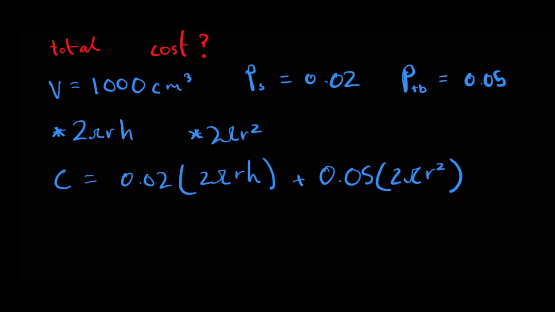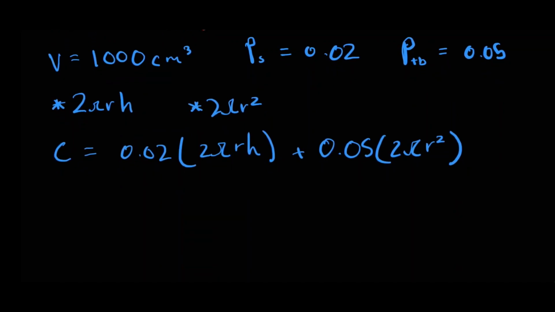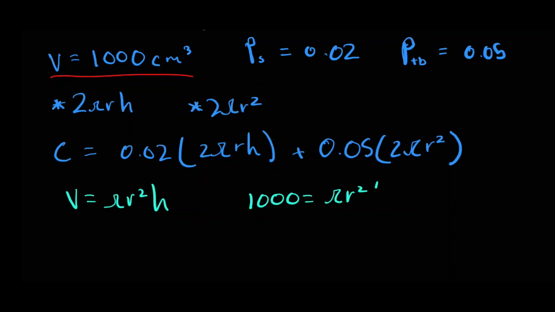So now we have an equation for cost, but we need to find a way to write it in terms of only one variable. So let's write it in terms of r, and to do that we're going to need to find a way to represent h in terms of r. We can use a constraint given in the question, that volume is 1000 centimeters cubed, because the volume of a cylinder is given by pi r squared h. So that means that 1000 equals pi r squared h. So therefore h equals 1000 over pi r squared.